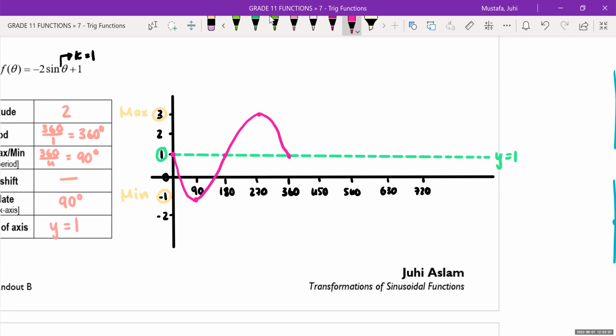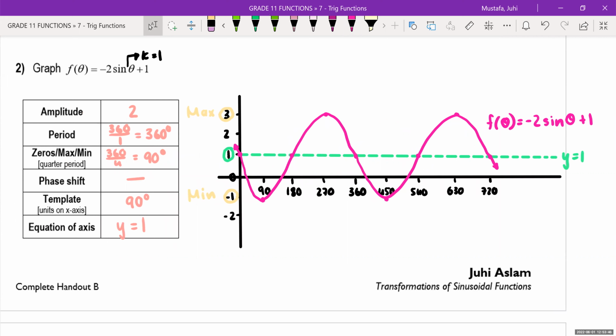And then from here, the pattern just repeats itself. So you're going to move over a quarter period, go to the minimum, 0, maximum, 0. And if you wanted to continue with arrows, which you should, this graph just keeps going down. And this part of the graph just keeps going up. We're going to label this f of theta is equal to negative 2 sine theta plus 1.